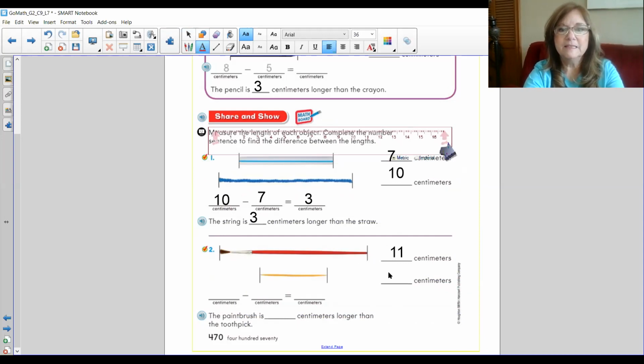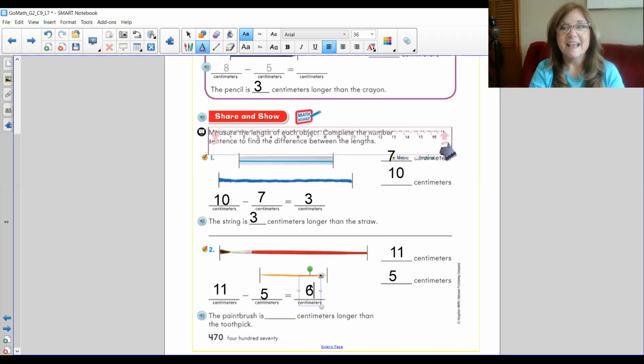And now we can see the two numbers that we're going to be comparing and finding the difference between, 11 and 5. So it's actually going to be 11 minus 5. So we write in 11 minus 5. And do you remember what 11 minus 5 is? I hope you know your math facts.